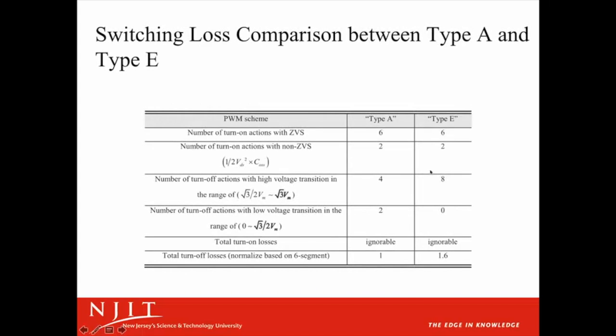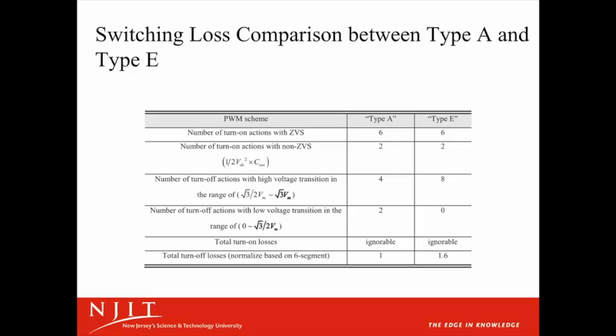In this one, we can see the experimental results where the PWM schemes A and E both have the same number of turn-on actions with zero voltage switching, so there's no gain between either of them. The number of turn-on actions with non-zero voltage switching are also the same, so again there's no advantage of one over the other.